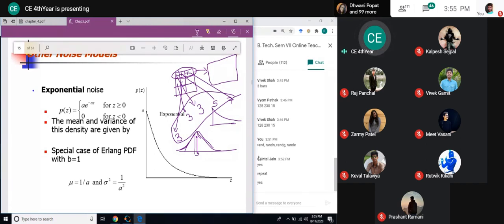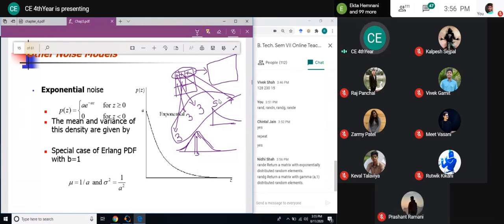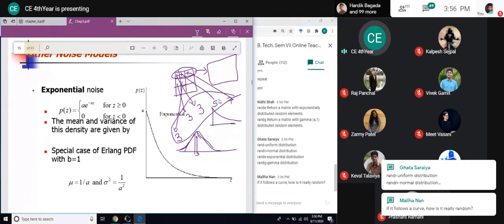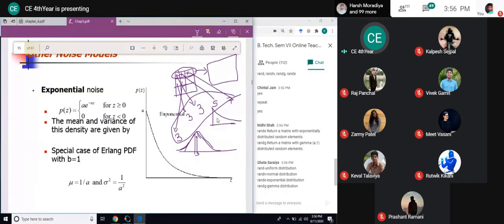To generate random numbers, I have four options: rand, randn, randg, and rande. These are four different functions available in Octave. My question is, if I use rand, random numbers will be generated. Randn will also generate random numbers. Randg will also generate random numbers, but they will use different distributions. My question is which function generates which distribution. If I want to generate Gaussian, which function should I use?